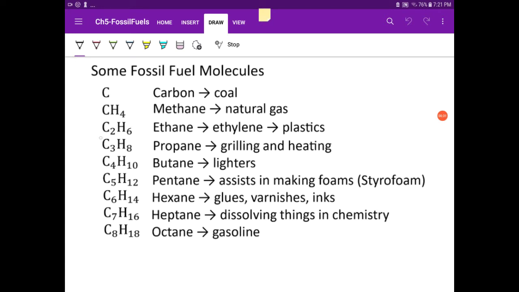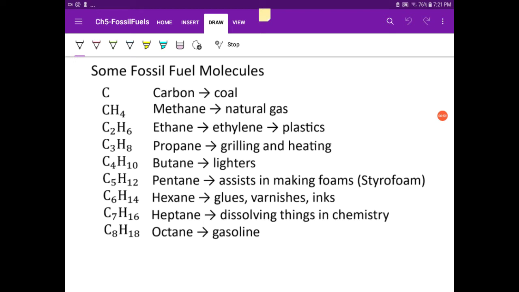And then the next one is methane, which is carbon and 4 hydrogen. That's natural gas. And we keep going up. We go to 2 carbon that have 6 hydrogen. We call that ethane. Ethane is used to make another molecule called ethylene, and ethylene is in plastics. So you may have heard of polyethylene, which is a type of plastic.